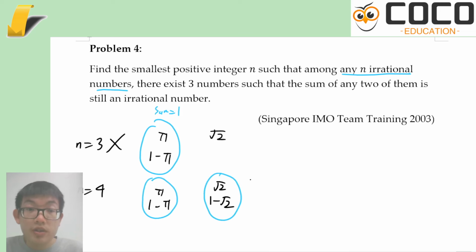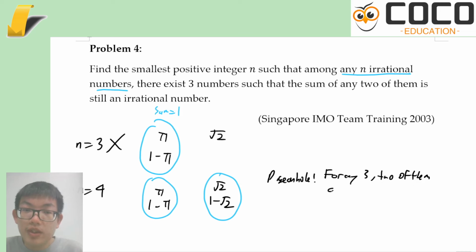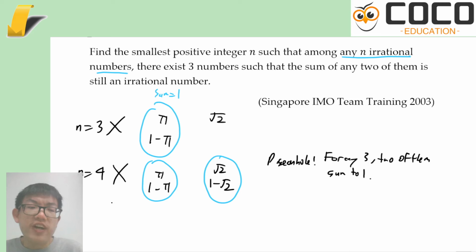And by pigeonhole, if I pick 3 of them, two of them will be in the same group, and sum to 1. So n equals to 4 doesn't work. Now for n equals to 5, that's where things get interesting.